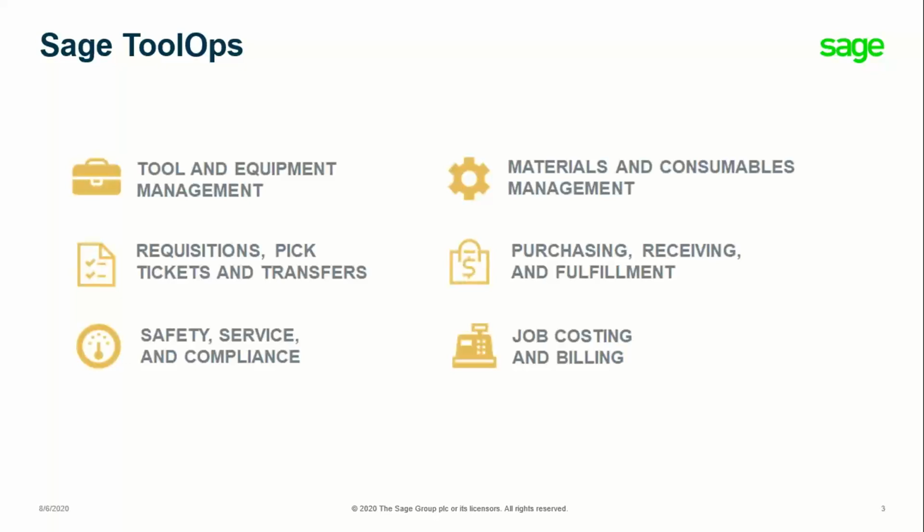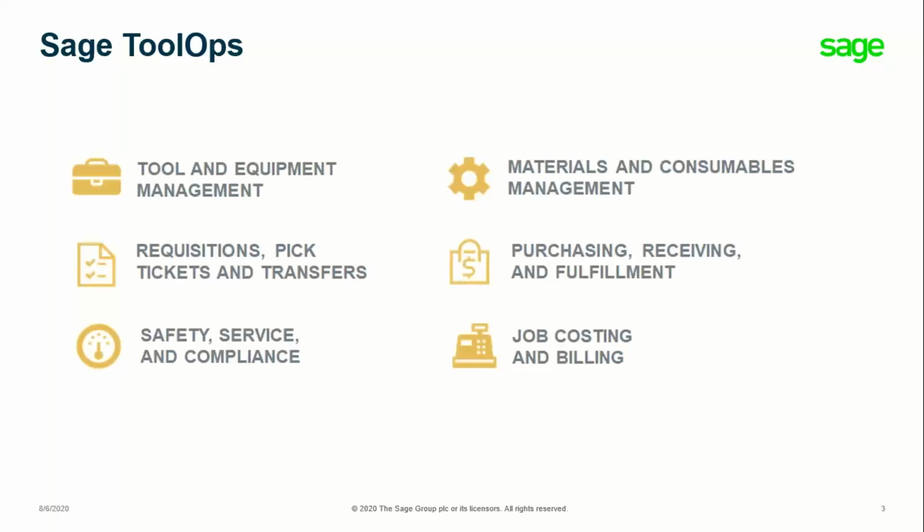Field requisitions, pick tickets, transfers, all those items are in here, as well as purchasing, receiving, fulfillment, and maintaining stock orders. The product also encompasses your safety, inspections, service plans, compliance, and calibration. All of that is part of the Sage ToolOps product, and a piece that really helps a lot of companies change the way that they operate and do business is the job costing and billing portion. So we'll be touching on those live in the product as we get a little further in.